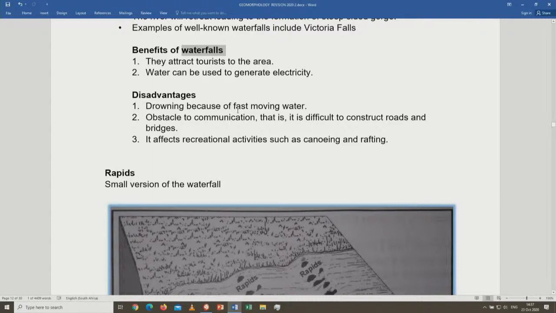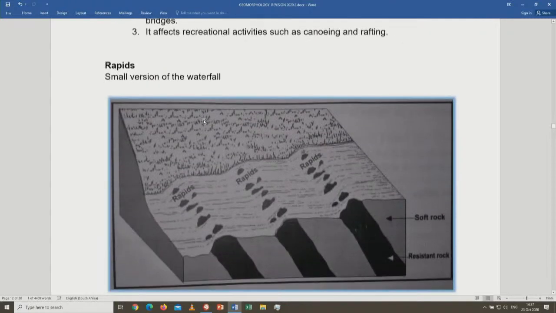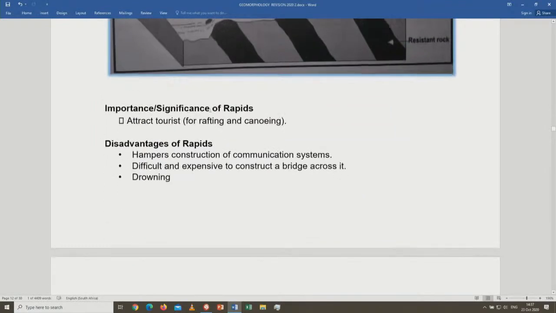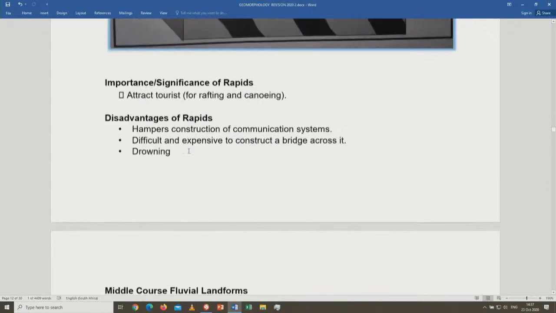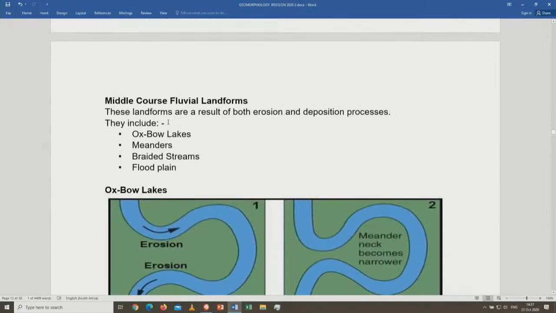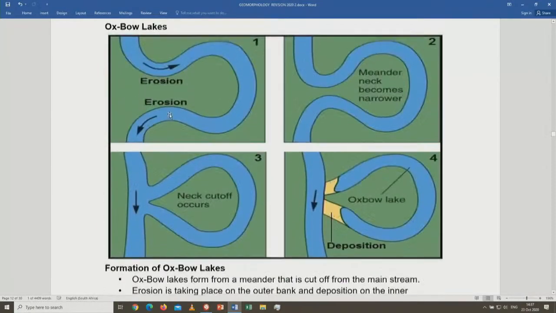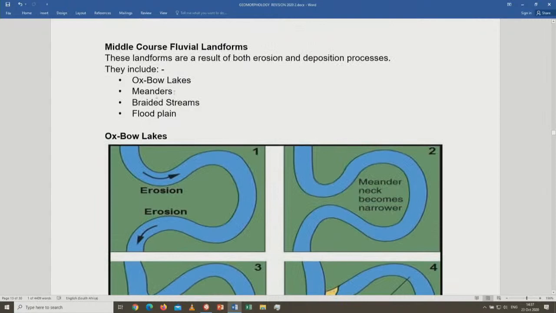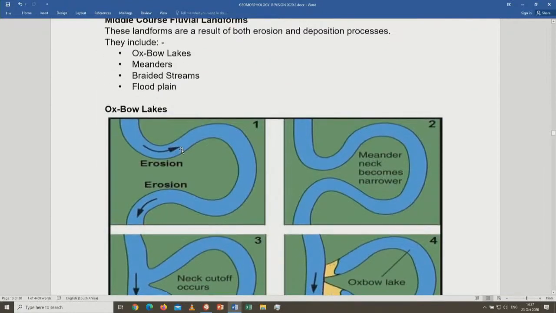Drowning because of fast flowing water over there. And then we're having rapids here. And the most important thing about the rapids, they also attract tourists. And then also disadvantages, they are also there. And also having the oxbow lake, the formation of an oxbow lake. So you must know that the formation of an oxbow lake also is very important.